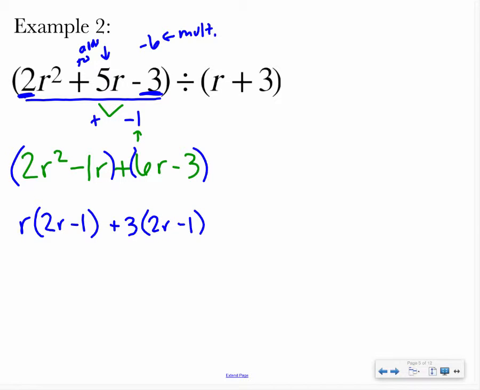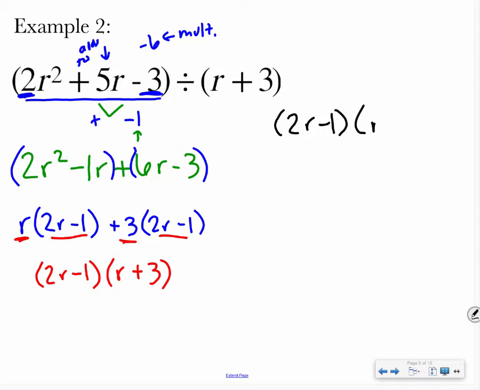So that looks good because we ended up with the same thing in each parentheses. That means that when you rewrite it, you can use your 2r minus 1, and then remember you take the other two terms that you pulled out and you put them together. So another way to write 2r squared plus 5r minus 3 is the quantity of 2r minus 1 times the quantity of r plus 3. So let's rewrite that. We have 2r minus 1 over r plus 3. And now let's divide by our r plus 3.